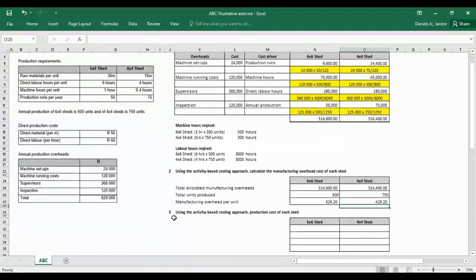And then lastly, I can now calculate the production cost of each shed. So please remember, there's three components when we calculate the production cost of a product. It's your direct material, your direct labor, and your allocated manufacturing overheads. Or simply manufacturing overheads if you prefer, but please remember it is allocated.